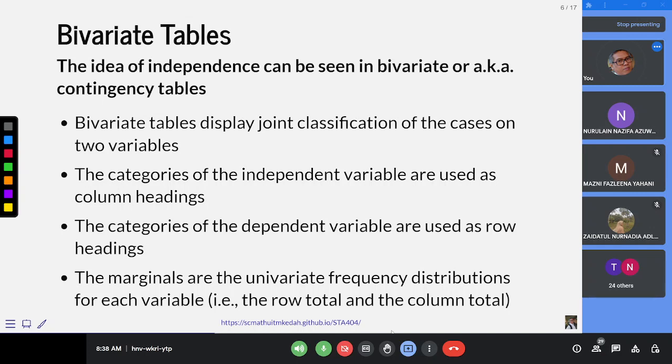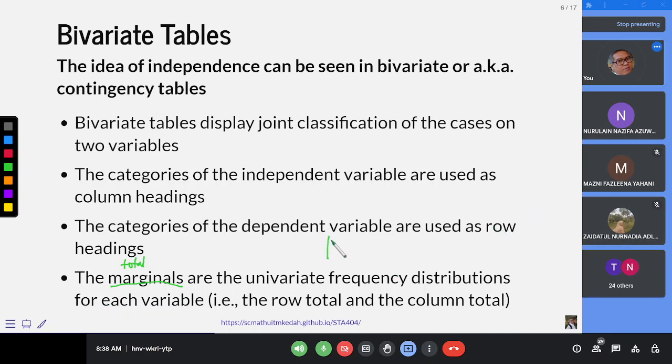Okay, apa tu marginal? So this term is normally used in statistics, marginal probability, marginal values, and so on. Okay, right? But in layman terms, what does this mean? So actually, the simplest way to understand what marginal means is just simply the word total. Okay, so the marginal values in this situation for the bivariate table are just simply the total values for the rows and columns.